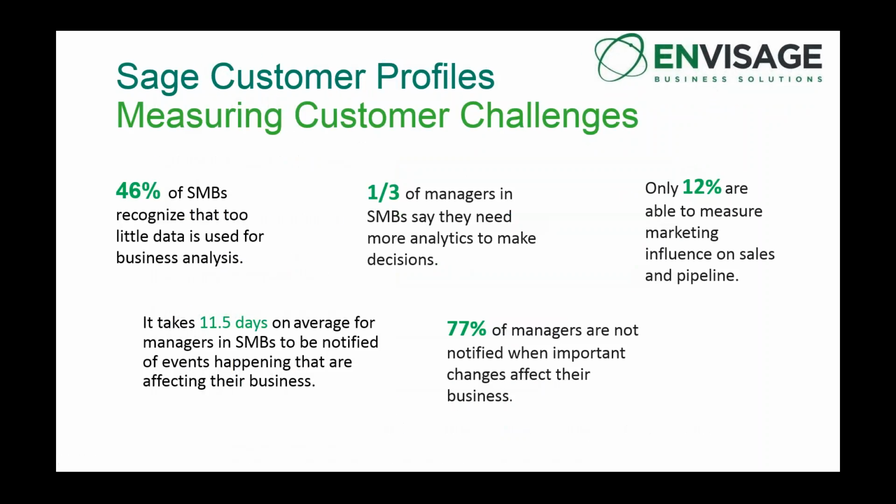Okay, so Sage did a survey of their customers, and these are some statistics that they realised. 46% of them realised that too little data was used for business analysis. A third of managers say that they needed more analytics to make decisions, and there's some other statistics there. But this one here, it takes 11.5 days on average to be notified of events happening that are affecting their business. Now, 11.5 days, if that's an important decision that needs to be made, is simply too long.